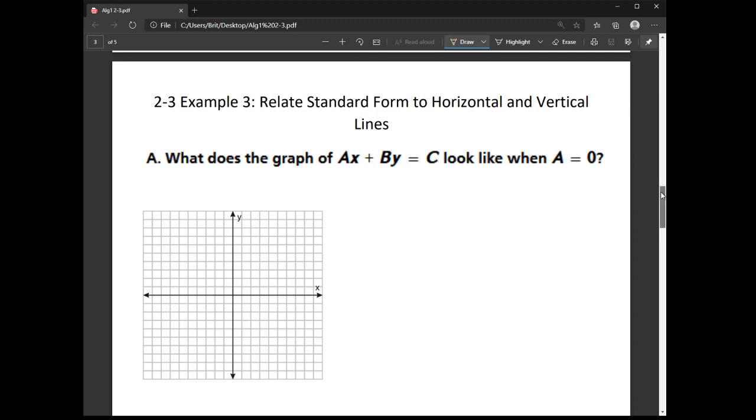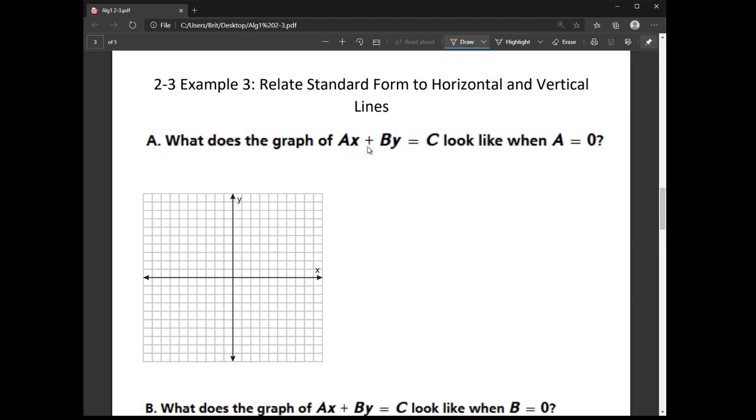So this example starts out by having us consider standard form when a equals 0. So if I cross out that a right there and turn it into a 0, do you see that term falls away, and it leaves me with by equals c? Now I can go ahead and solve for y here, right? I can divide by whatever number b is. It doesn't really matter as long as it's not 0. And I get that y is c over b.